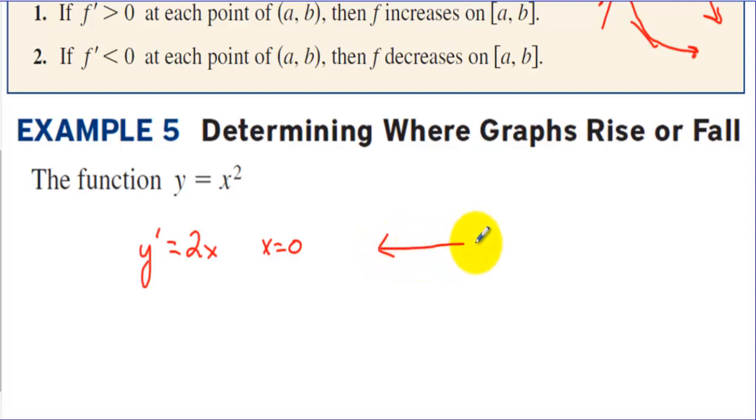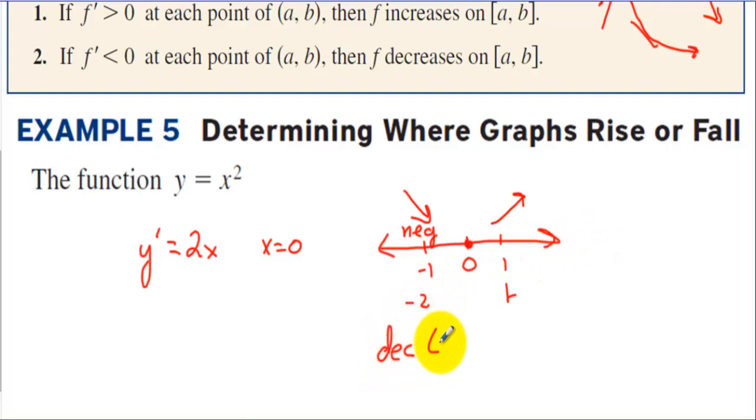Now if we make a number line, put 0 here, test -1 and test 1. When we plug -1 in, not the original, into the derivative, we get -2. So all of the values of the slopes are negative. So this is a decreasing function from -infinity to 0. Then if we plug 1 into the derivative, we get a +2. So all the slopes are positive. That means from 0 to infinity, this function is increasing. So we have decreasing from -infinity to 0, and we have increasing from 0 to infinity.